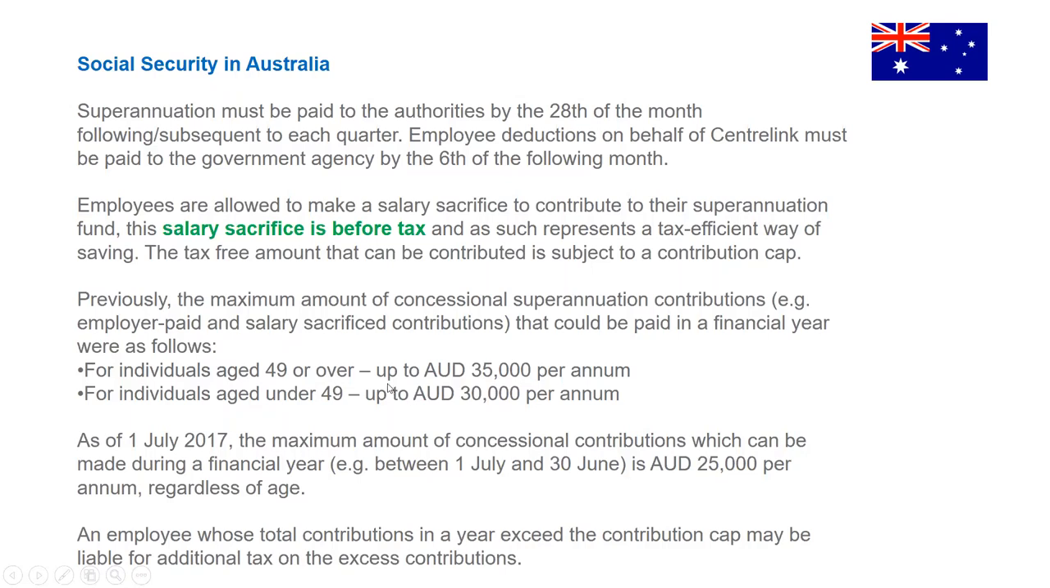So the idea is that the employee's deduction will happen, and it will be paid to the government agency by the sixth of the particular month, so that you can get some tax saving. That is the only purpose.